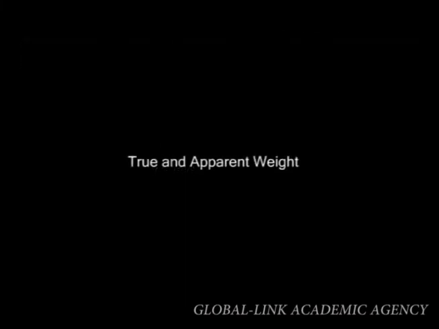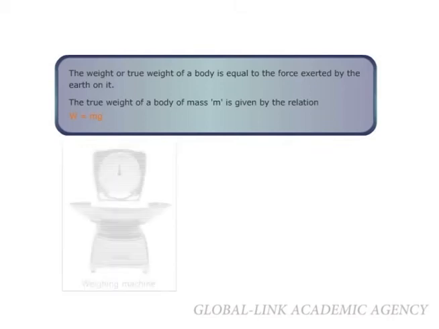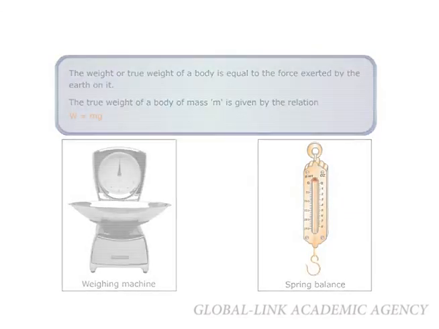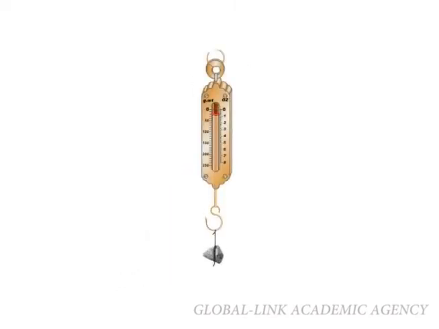True and apparent weights. The weight or true weight of a body is equal to the force exerted by the earth on the body. The true weight of a body of mass m is given by weight is equal to mg. The weight of a body is measured using a weighing machine or a spring balance. When a body is kept on the platform of a weighing machine, its weight is given by the normal contact force between the body and the platform of the machine. Similarly, when a body is suspended from a spring balance, its weight is given by the normal contact force between the spring and the body.